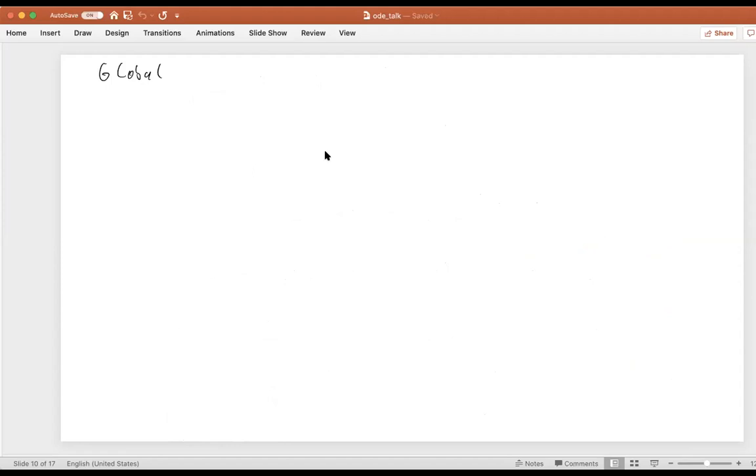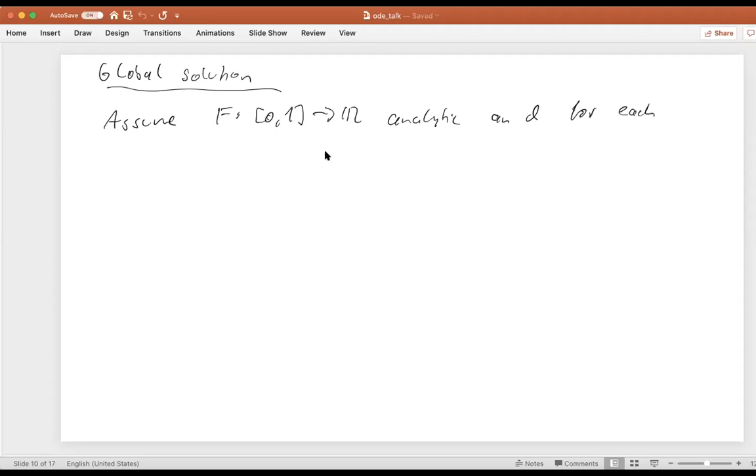Okay, so let's see how we can extend this. The assumption here is that f from the unit interval to R is analytic. And for each point in [0, 1], we have access to the power series around this point.